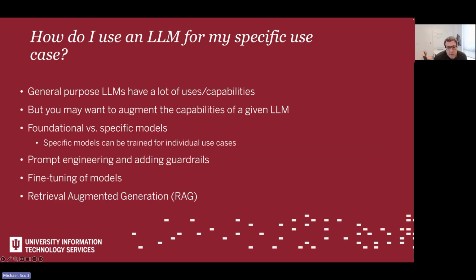You can also put guardrails on the types of responses that you'll allow, or the types of inputs that you will allow to go into the LLM. So that's the first and easiest way to modify an LLM.